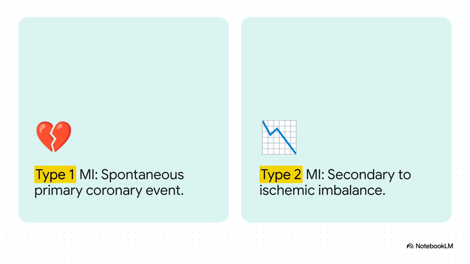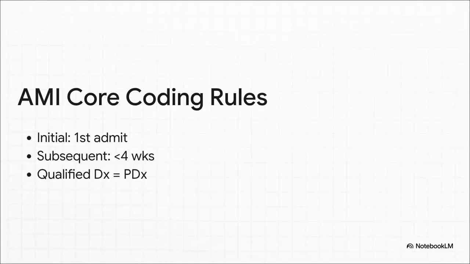Type 1 is a spontaneous MI due to a primary coronary event, kind of like a plaque rupture. Type 2, on the other hand, is secondary to a supply-demand mismatch, usually caused by severe anemia or hypotension. And watch out because payer auditors actively target Type 2 MIs for downgrades if the underlying demand ischemia isn't explicitly linked by the physician. And let me tell you, the coding rules for MI are strict.